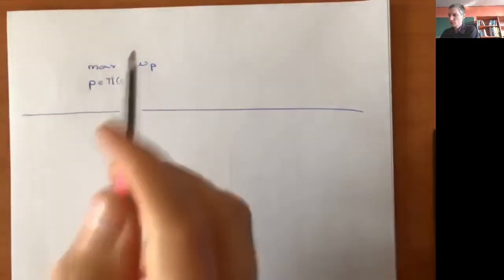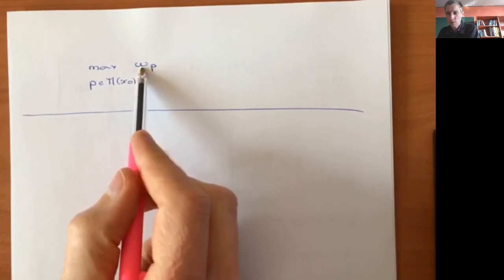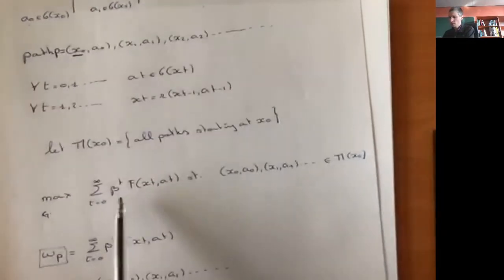Okay, so this is now my infinite horizon optimization problem using very short-handed notation. Okay, so first thing that we need to show is that this W of P is actually a number, right? Because we're having an infinite sum here.